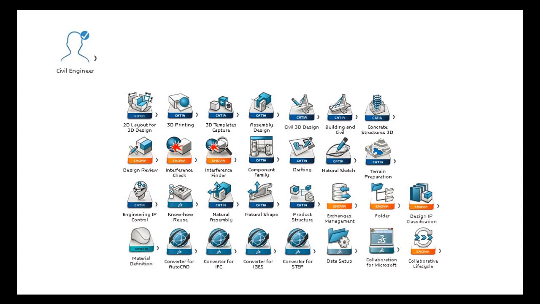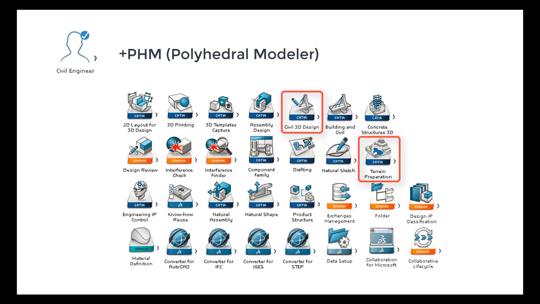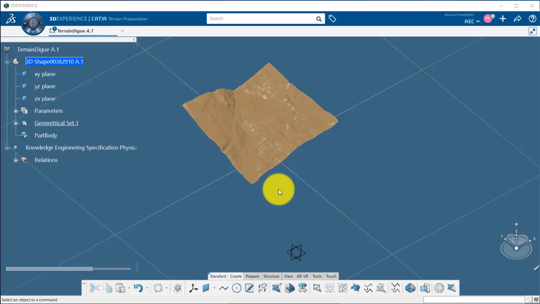In this video, you will see how to create a parametric dam within the 3D Experience platform using the Civil Engineer role with the Civil Engineering 3D Design app and Terrain Preparation app, and also the Polyhedral modeler. We will do a really simple example to show the benefits of parametric design and design in context.